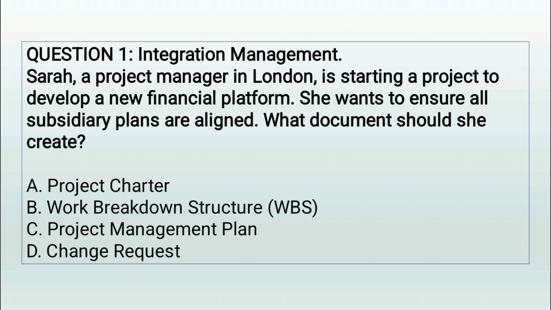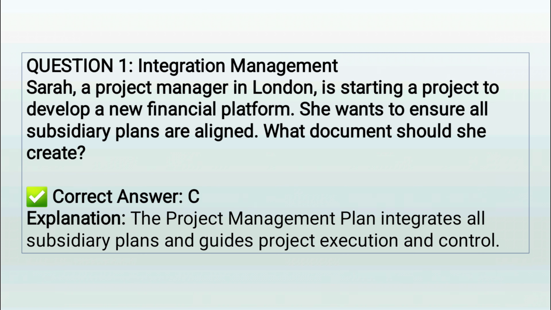Question 1. Sarah, a project manager in London, is starting a project to develop a new financial platform. She wants to ensure all subsidiary plans are aligned. What document should she create? A. Project Charter. B. Work Breakdown Structure, WBS. C. Project Management Plan. D. Change Request. Correct answer: C. See explanation. The Project Management Plan integrates all subsidiary plans and guides project execution and control.